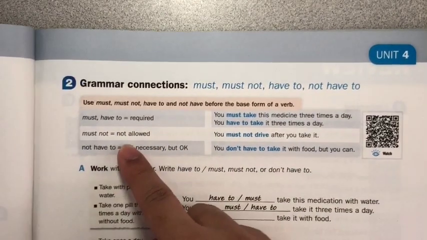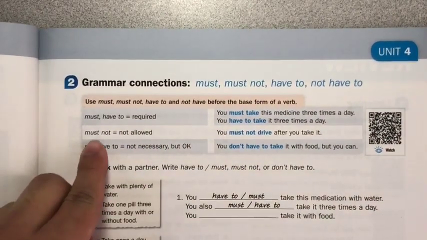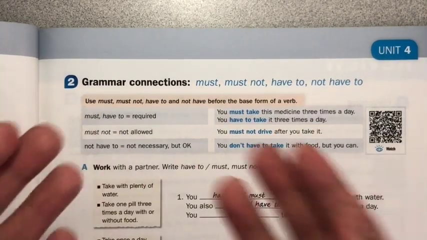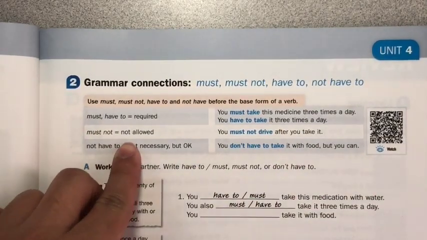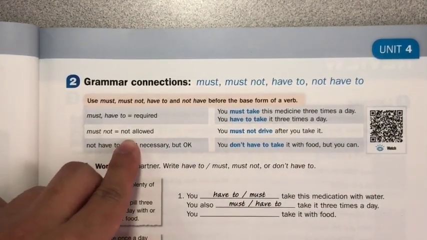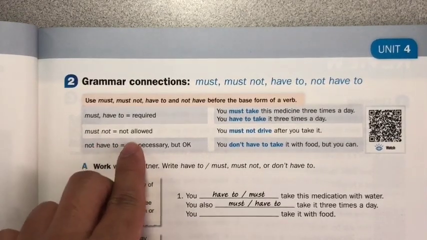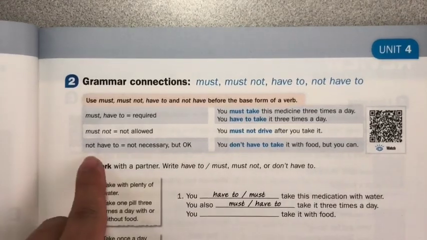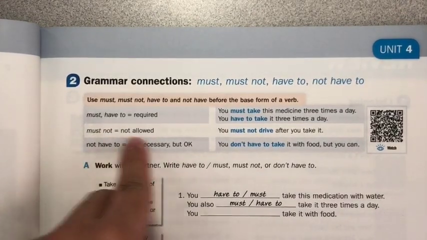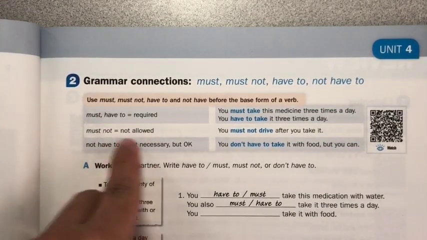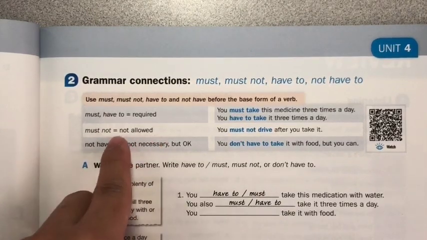Must not means something you should not do. You must not, I don't know, drink alcohol and drive. You must not drink wine and then go driving. That's bad. You must not drink and drive. This is something you're not allowed to do. This is against the law. It's something you cannot do.